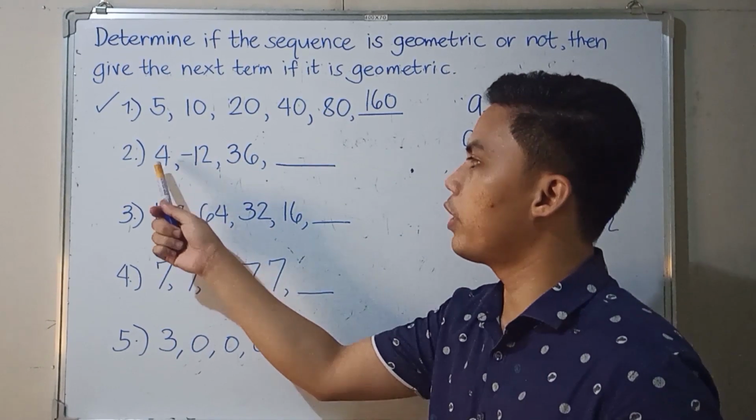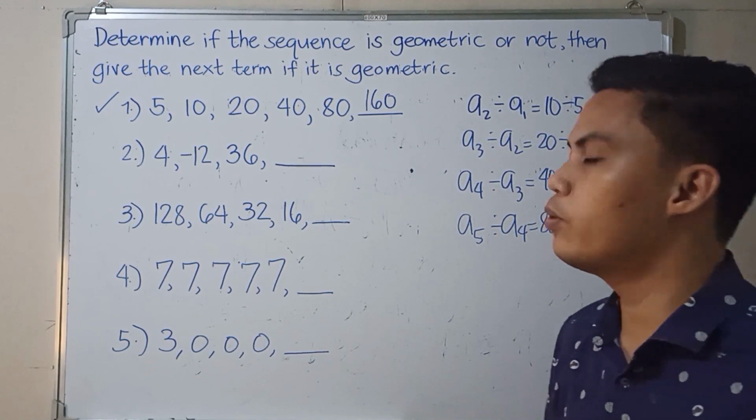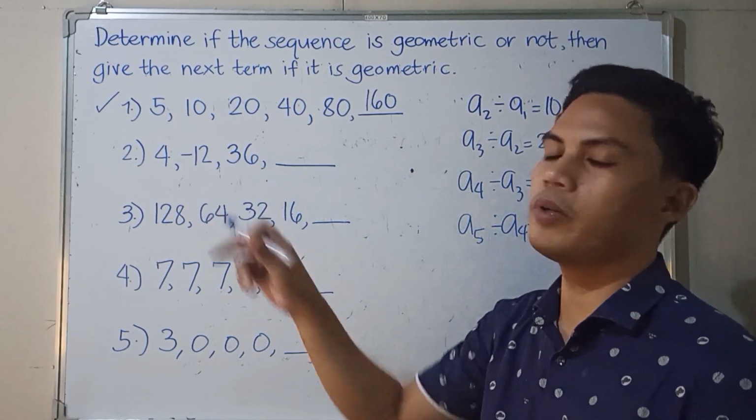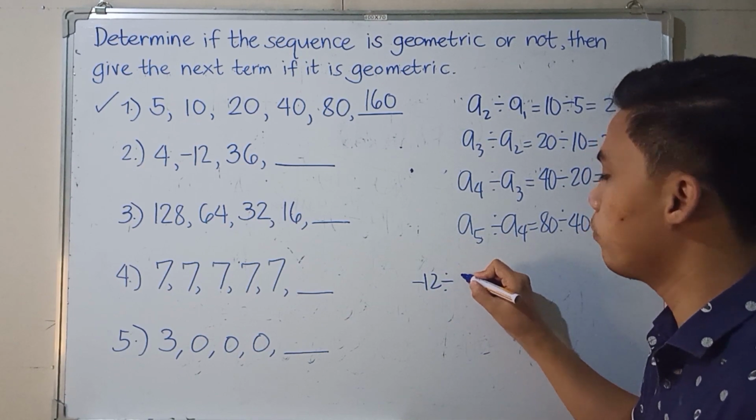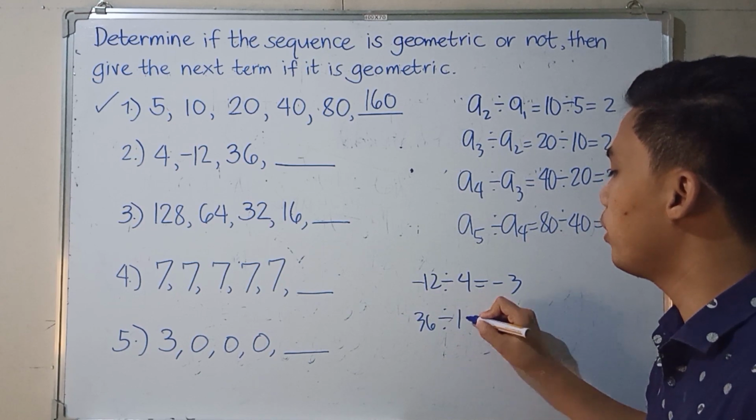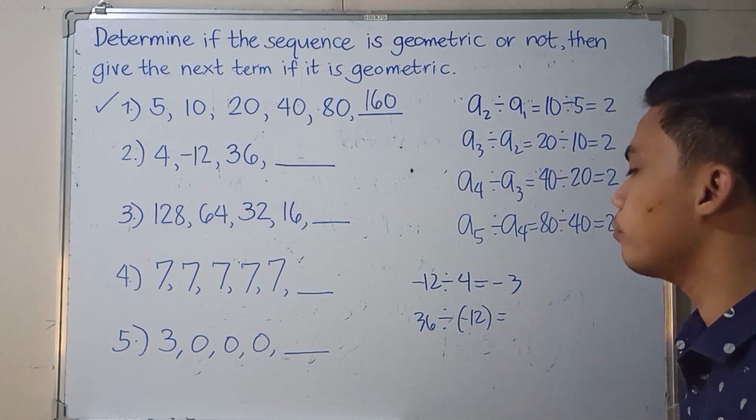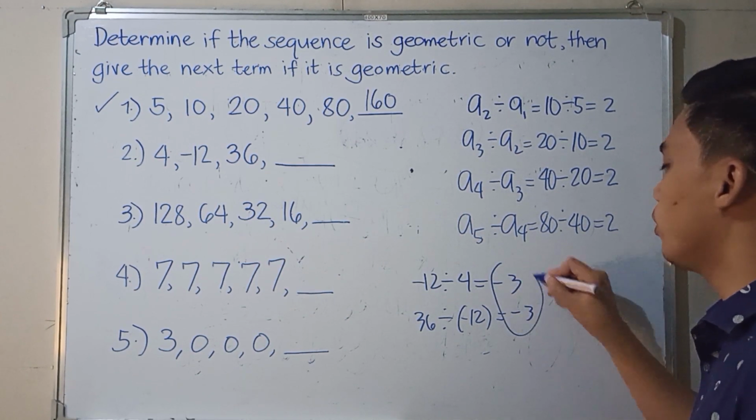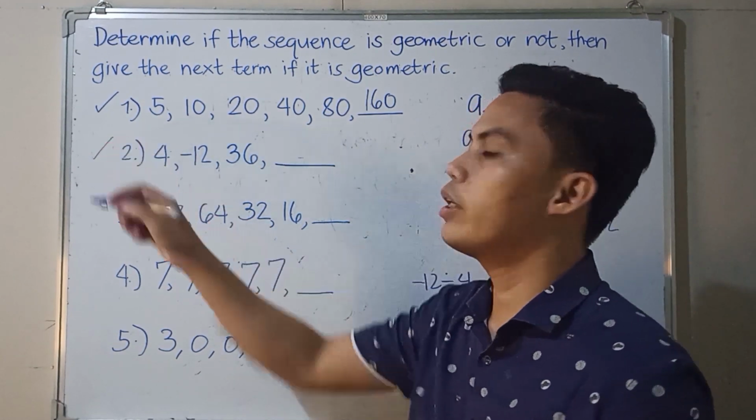Negative 12 divided by positive 4 is equal to negative 3. Tama? How about 36 divided by negative 12? Isulat ko. Negative 12 divided by 4 is equal to negative 3. The answer is also negative 3. So, my common ratio, therefore, si sequence number 2 is a geometric sequence.